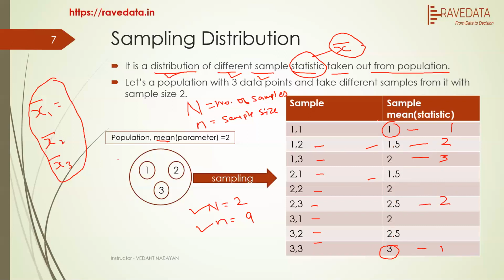And if you take the mean of these sample means, if you sum them and then divide by 9, it will come out as 2. So see that the mean of the sample means is equal to 2, and the population mean was also equal to 2. So keep these things in mind.